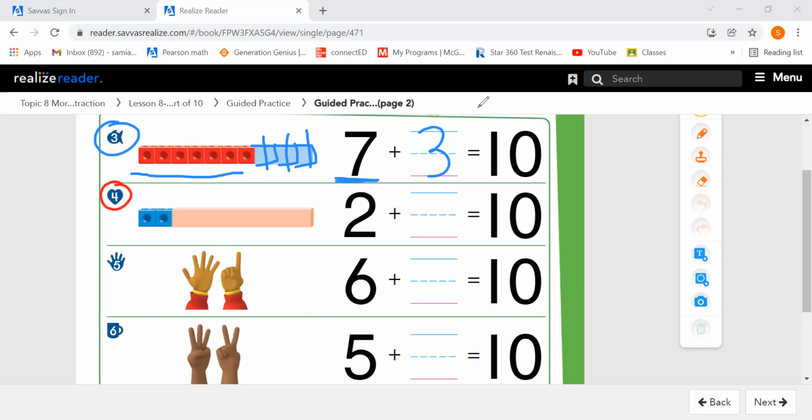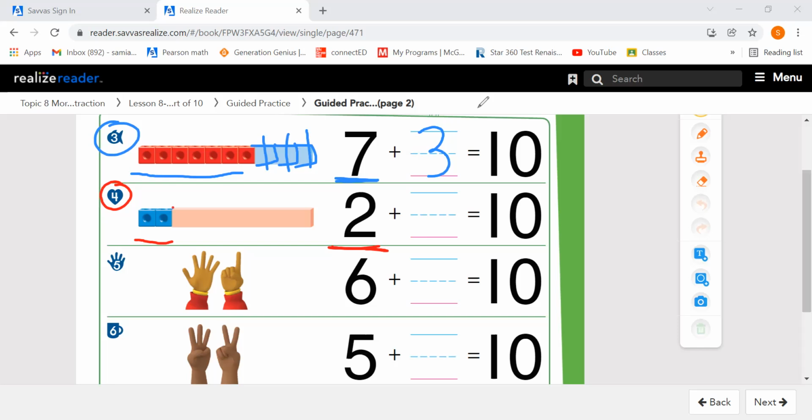We're going to count the blue cubes to find one part of 10, and we're going to use red cubes to find the number under the cover. And then we're going to write the missing number in the equation to tell the parts of 10. So how many blue cubes do you see here? 2. So what are we going to do? We're going to start at 2 and count up.